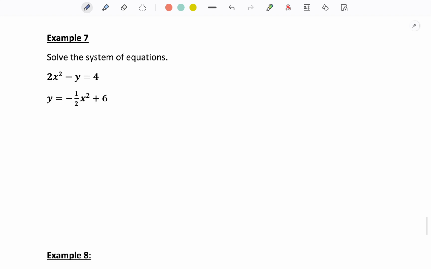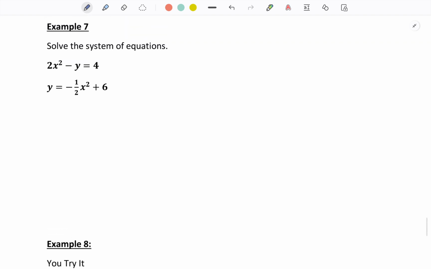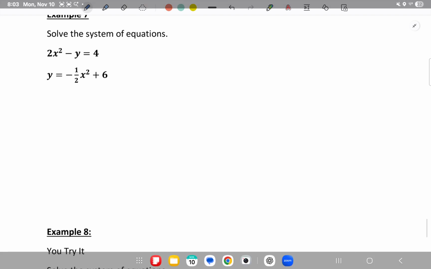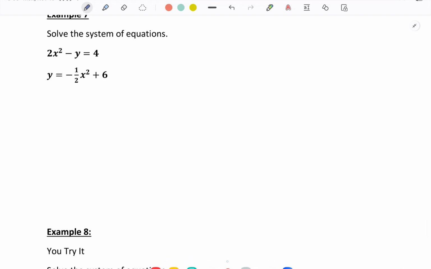All right, so for this next system, we have 2x squared minus y equals 4, and y equals negative 1/2 x squared plus 6. So let's go ahead and get this graphed.